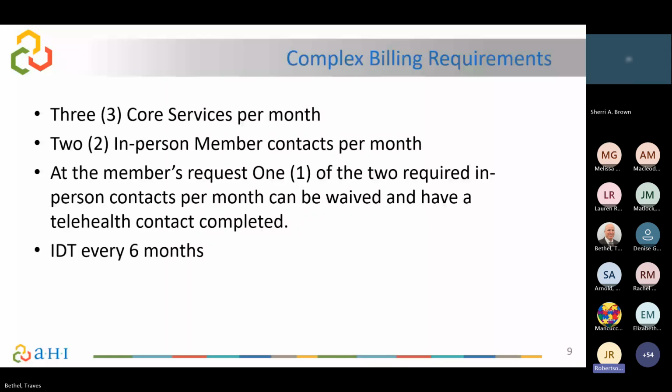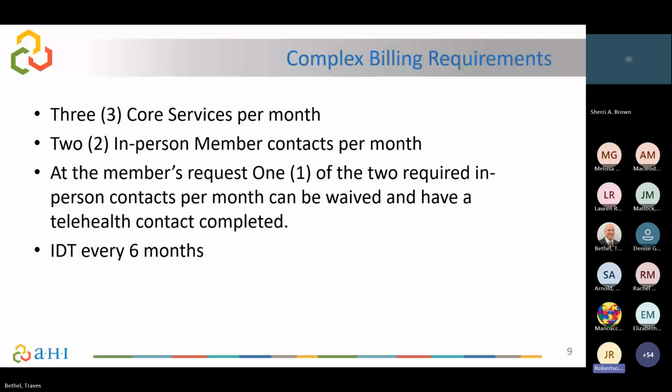Complex billing requirements, 3 core services per month. 2 must be in-person contacts with the member. At the member's request, one of those 2 in-person contacts can be waived, and that can be completed via telehealth, and you're going to do IDT every 6 months.